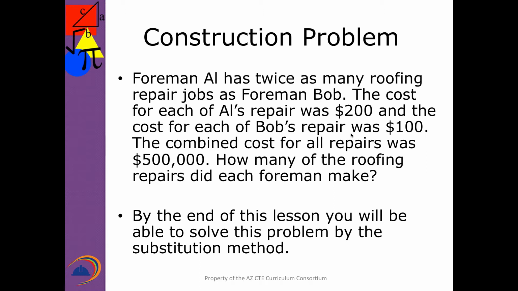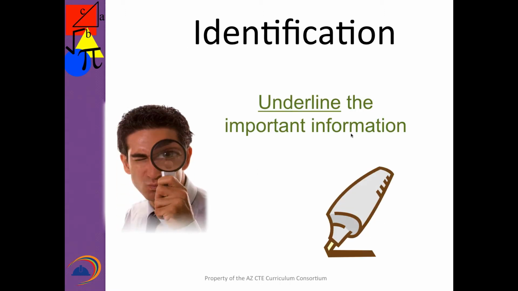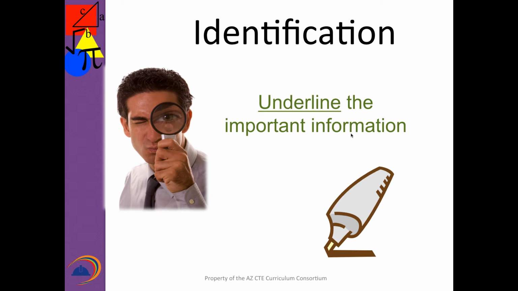On these problems and on your test and on your final, you must do it by the method that it's described in the problem. So today you can only use the substitution method, not graphing. All right, so let's go on. So we're going to first identify the important information. All right, so look at that problem that we just did and underline the important information. Teacher, pause the video until students have underlined the important information.